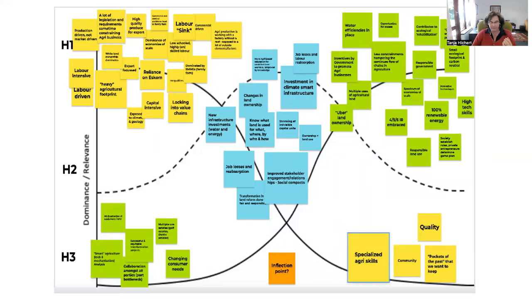This is an example using an online platform. Because of COVID, a lot of this work has shifted online. So again, here you can see exactly the same principle in play. The orange sticker, of course, saying, well, are there any inflection points? Are there any tipping points?